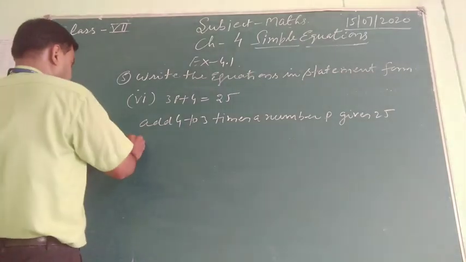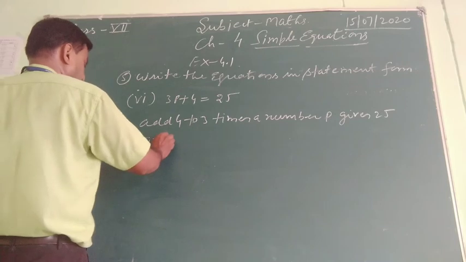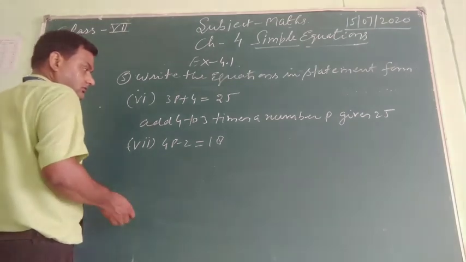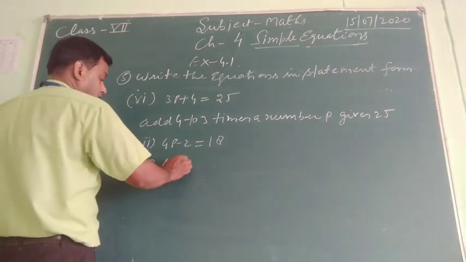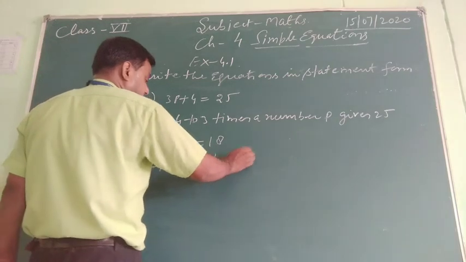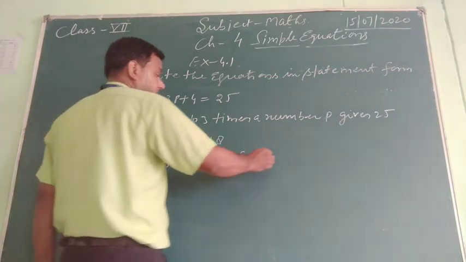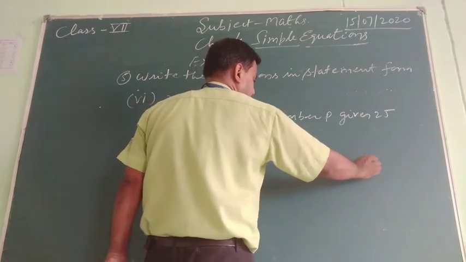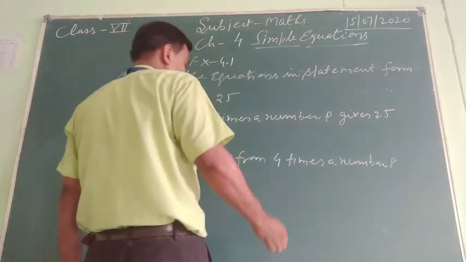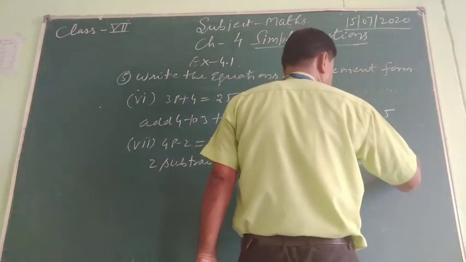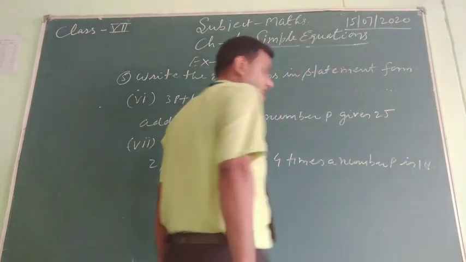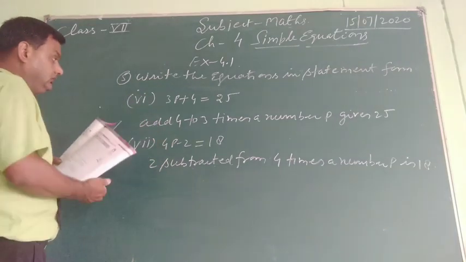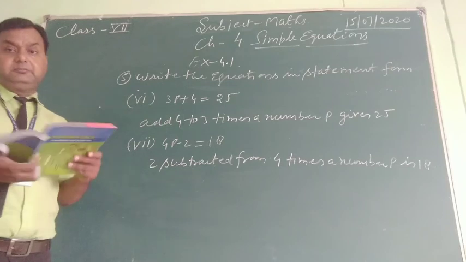Now the seventh part, 4p minus 2 equal to 18. 2 subtracted from 4 times a number p is 18. So this is question number 5.